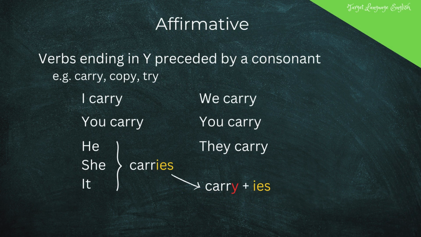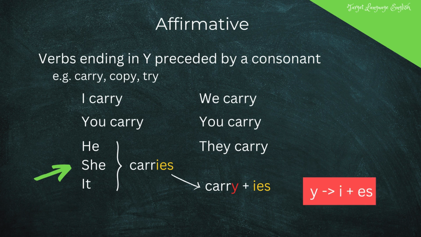Another exception are verbs ending in y preceded by a consonant. In the third person singular, we remove the y and add ies. Or we can also say that we change the y into i and add es. He carries, she carries, it carries.